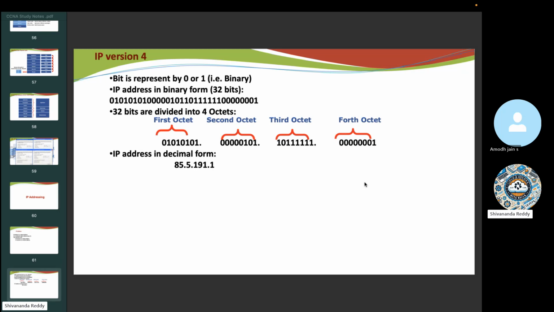Like this, we take the IP address in decimal format. If I convert what you wrote in binary to decimal, this much IP range will come, like 85.5.191.1. It should be in this decimal format so that it appears in the valid range.